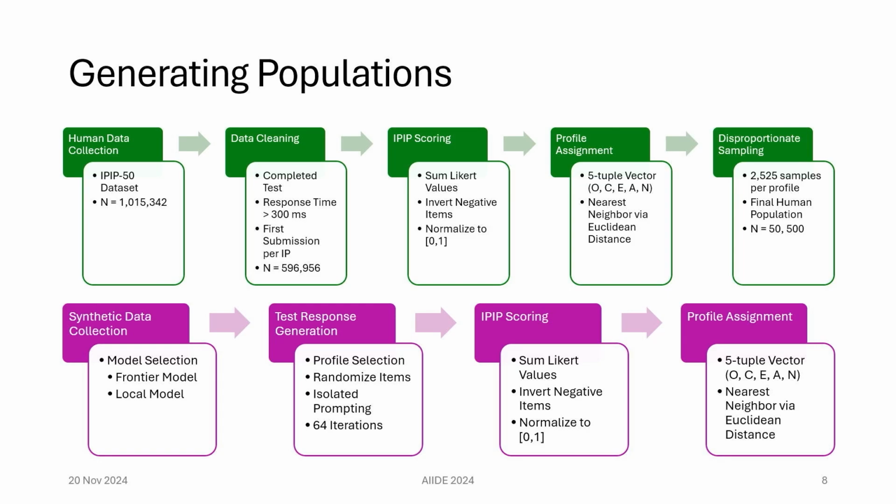Then when we were able to test the responses, we were able to provide a particular personality profile, specifically the 5-tuple structure, not the name of the profile. We were able to randomize each of the 50 questions and make sure to isolate it, so we're not using the chat history or able to look at previous questions and see how it answered those questions. Then we run it 64 times so that we had a suitable population size and use the same IP scoring and the profile assignment.